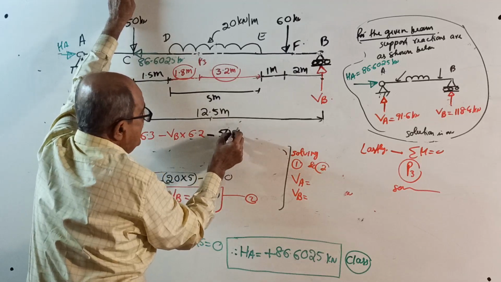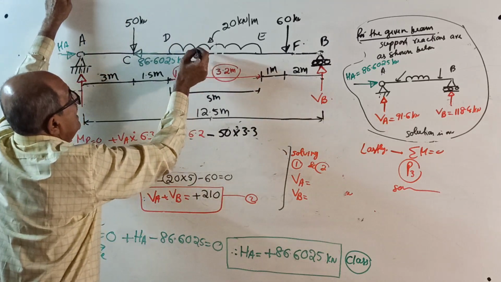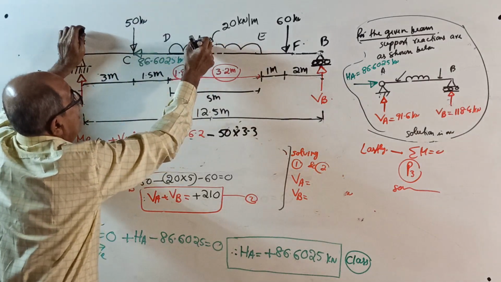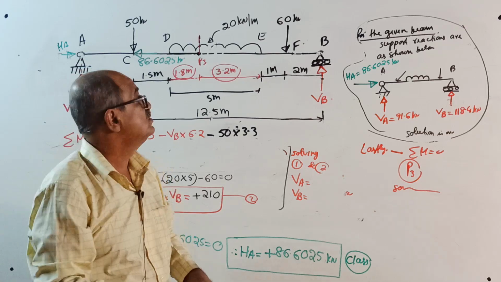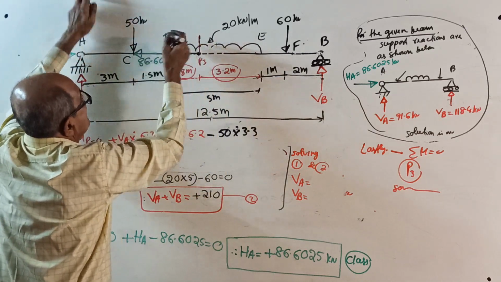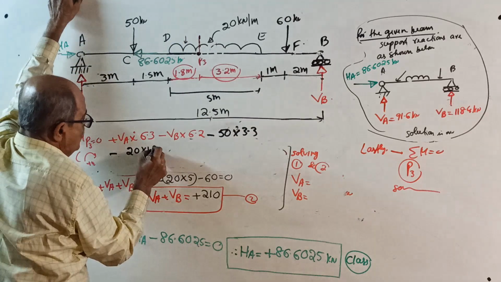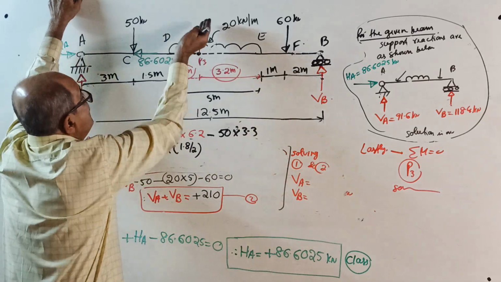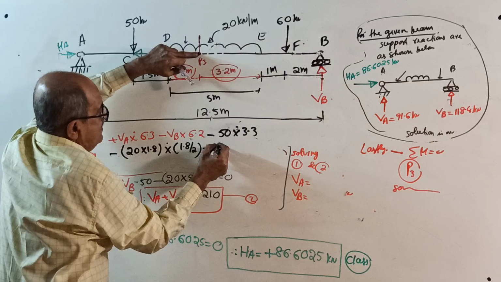Minus 50 into 3.3, minus, now see, UDL, a part of UDL is left side, another part is right side. Now see, I took one class earlier on how to take moment about an intermediate point. Now useful. So look this side. Only this much load. This much load will be like this here. 20 into 1.8. 20 into 1.8 is the load, into 1.8 by 2 is anti-clockwise, and that side plus the clockwise.